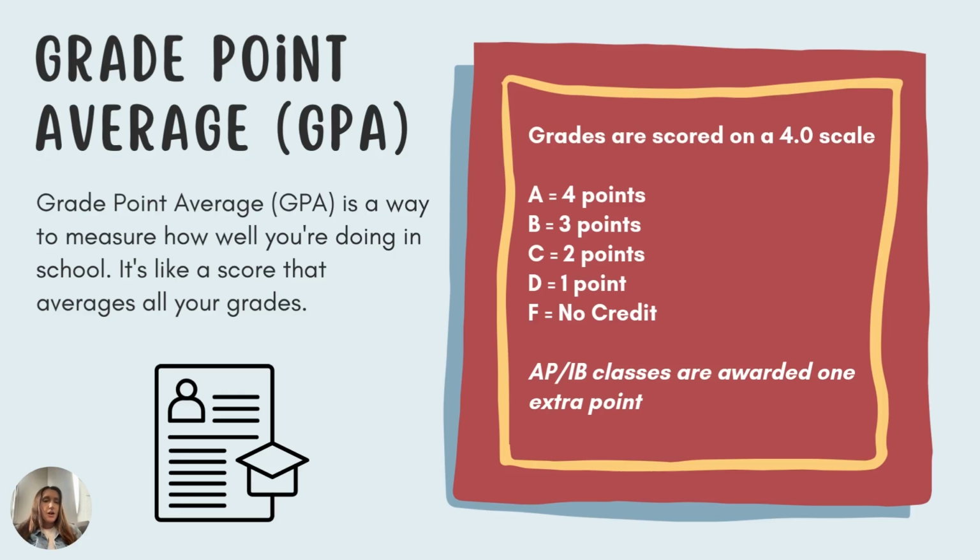Any AP or IB classes are awarded 1 extra point. AP and IB classes are awarded 1 extra credit, and it supports them in college and gives them that extra credit on their transcript for college, and also makes them a stronger applicant as well.